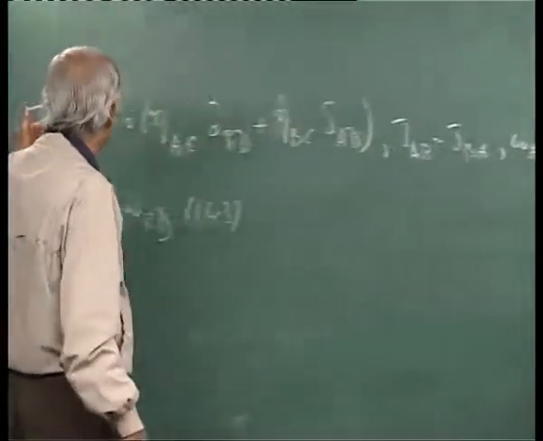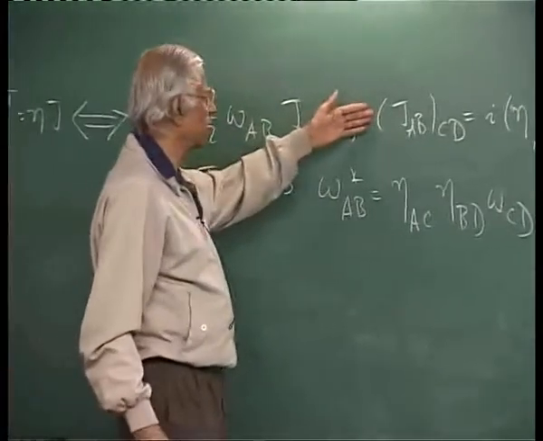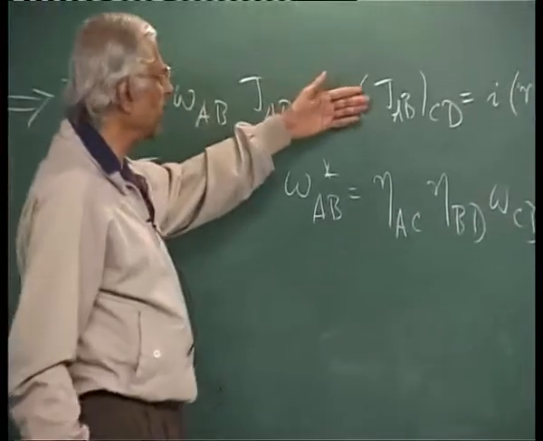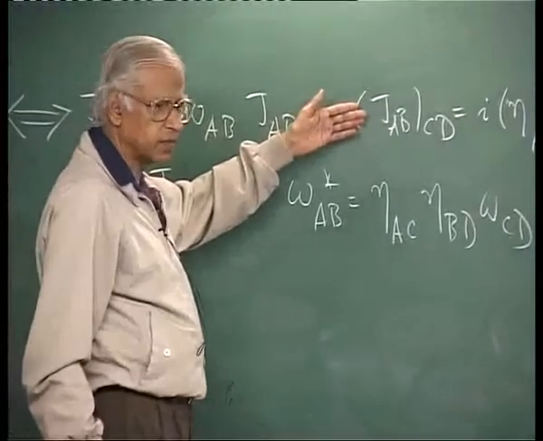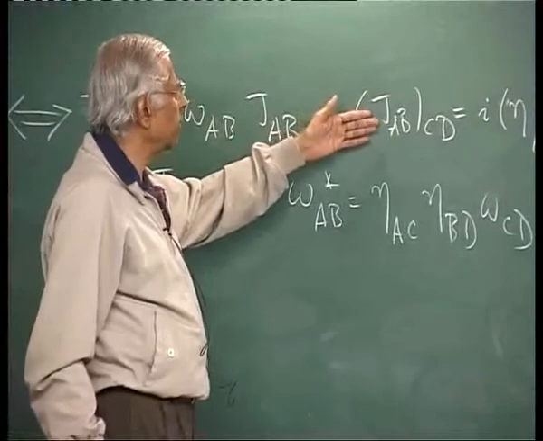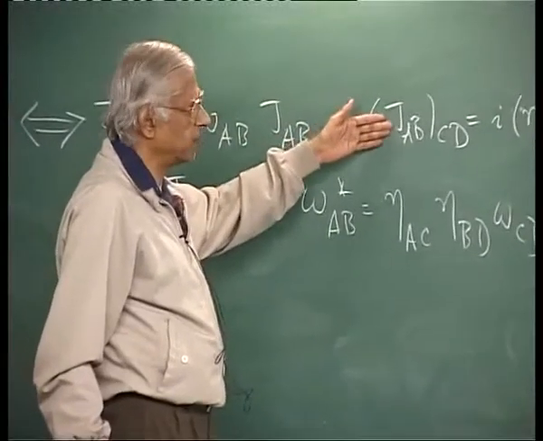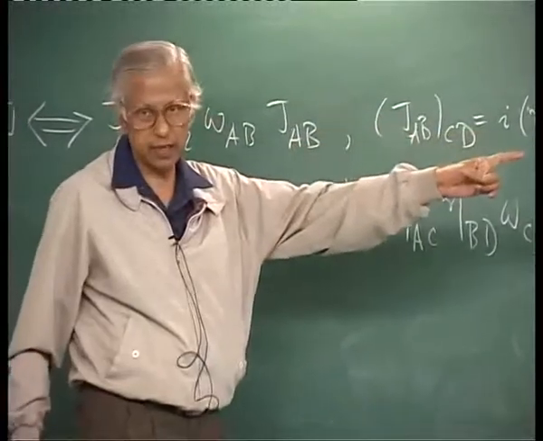So, take this JAB matrix which I have given here. Show that JAB, they are not Hermitian. You don't expect them to be Hermitian. Find out what is the dagger of JAB. You should get that answer.